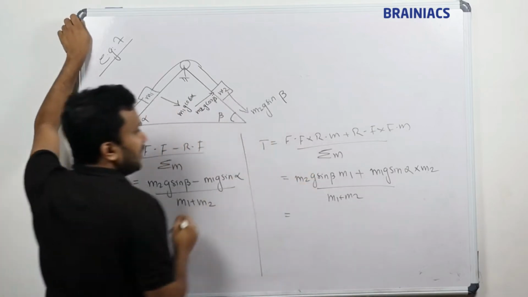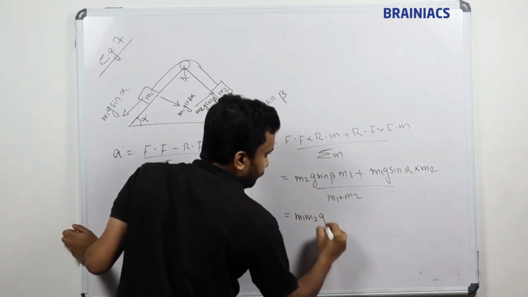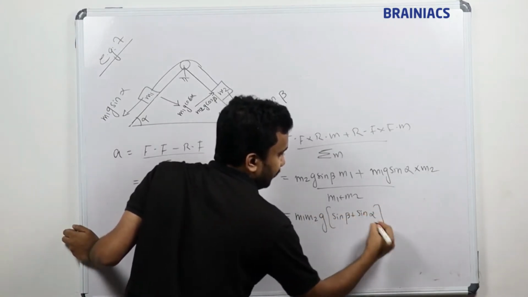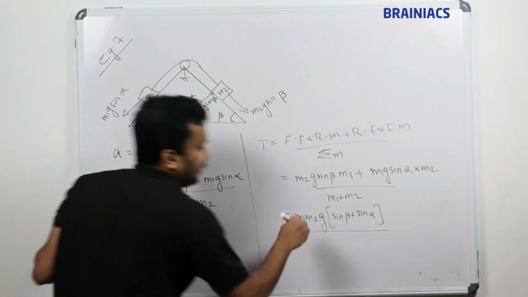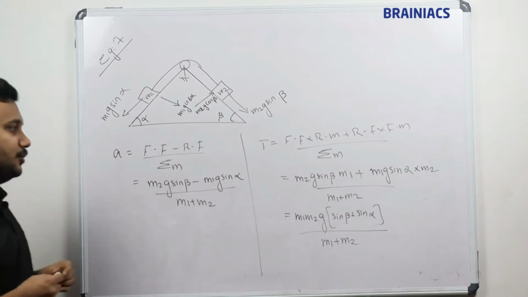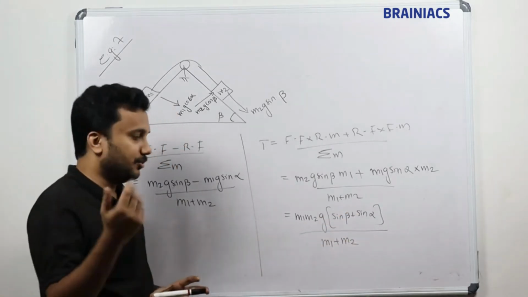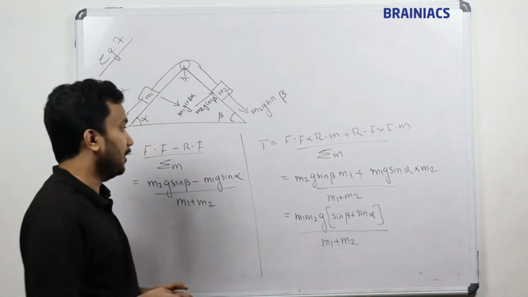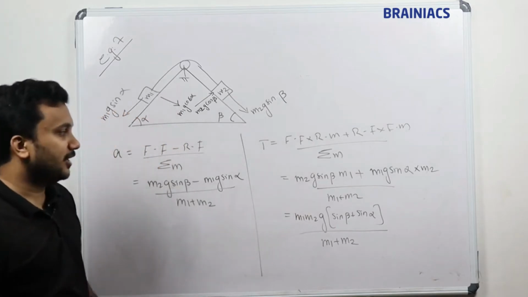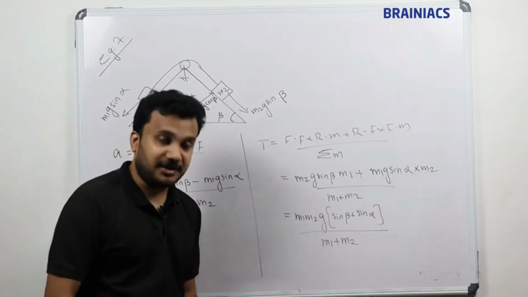We will simplify. What are the common terms? We can take them outside: M1 M2g, correct? So what will come? Sine beta plus sine alpha, whole divided by M1 plus M2. M1 M2g into sine beta plus sine alpha divided by M1 plus M2. You can check whether what I am doing is correct or not. You can refer to any of your textbooks or materials, but I am sure this is absolutely correct. So M1 M2g into sine beta plus sine alpha, whole divided by M1 plus M2. You can go with your standard method, but that is very time consuming, right?